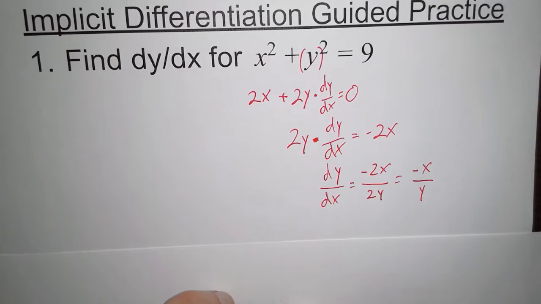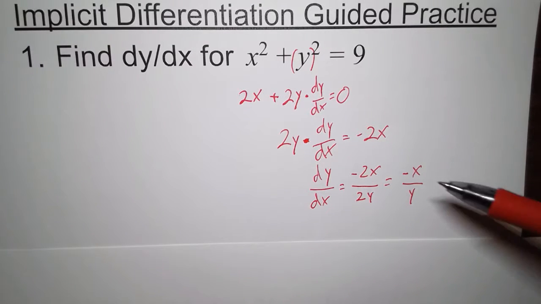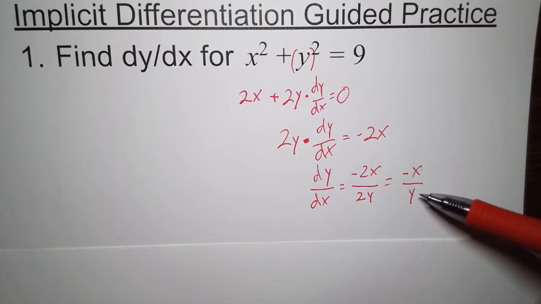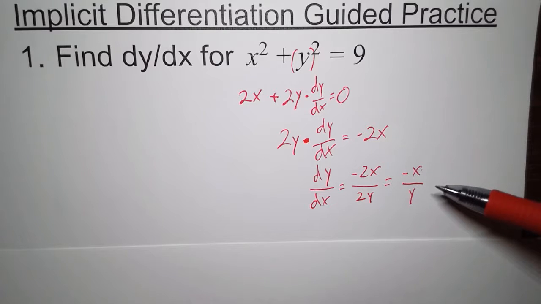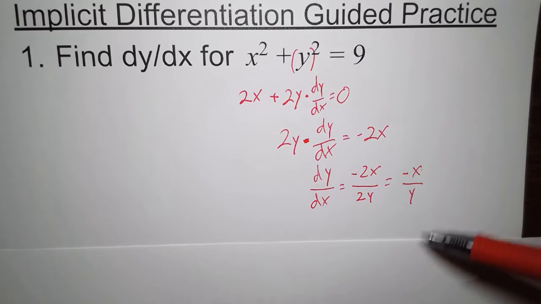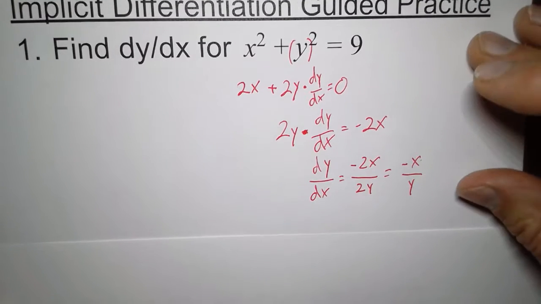That's our derivative. One of the hallmarks of implicit differentiation is that our derivative is not going to be exclusively in terms of x. It's also going to be in terms of y. That's because a single x value may not determine a point. You may need a y value to determine a single point. So let's try another one.